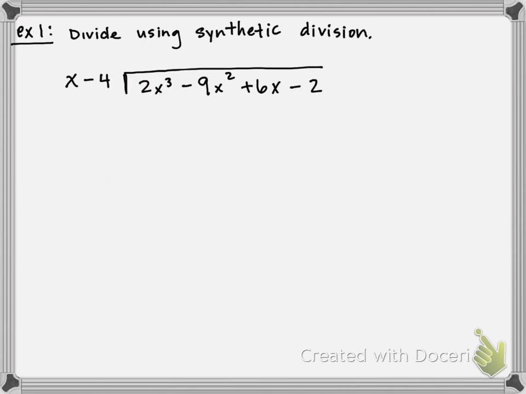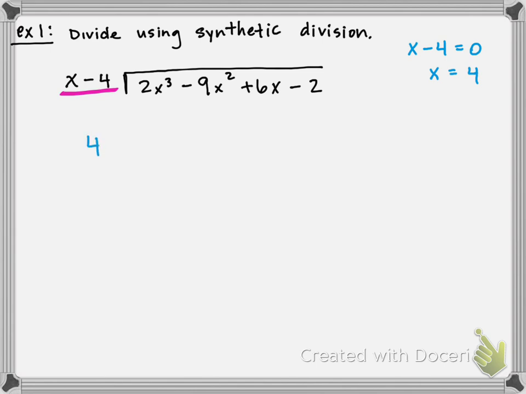We're going to get started with dividing using synthetic division 2x cubed minus 9x squared plus 6x minus 2 by the factor of x minus 4. Now remember, with synthetic division, if your divisor is a factor of x minus 4, then for synthetic division you use the 0. So off to the side, I'm going to solve that just in case any of us don't know how to do this. Set the factor equal to 0 and solve for x. When you do, you get x is 4.